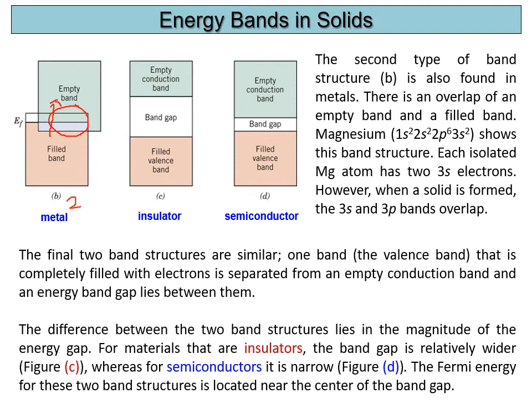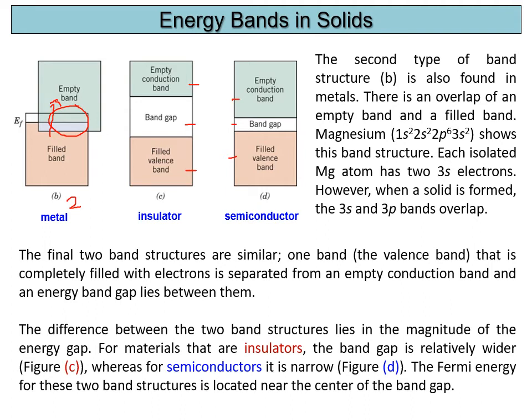The final two band structures are similar. One band, the valence band, that is completely filled with electrons, is separated from an empty conduction band, and an energy band gap lies between them. So this is quite similar. There are the valence band, band gap, and empty conduction band. So similar, band gap and also empty conduction band.